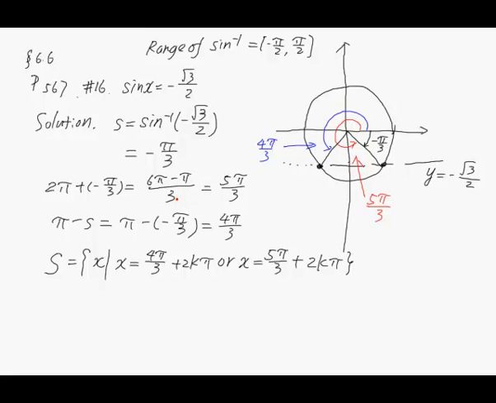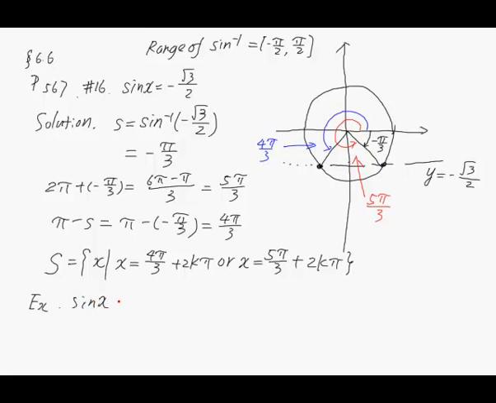So the steps to solve this equation are, first, you use the inverse function to find the first special solution. And then after you find the special solution, you use pi minus s to find the second special solution. And then add the multiple of 2 pi to these two special solutions to form the general solution. Now let's look at another equation involving the sine function. So let's look at the special case.